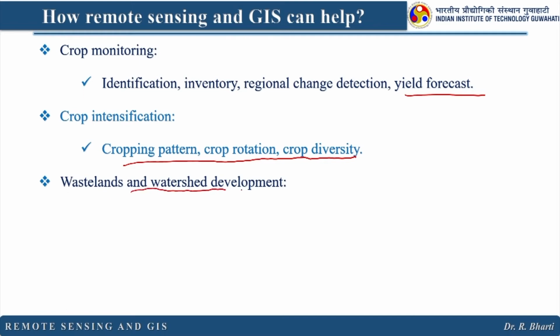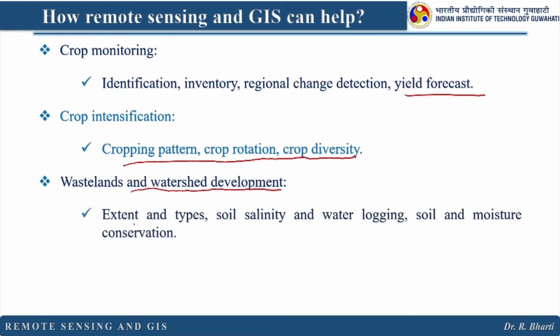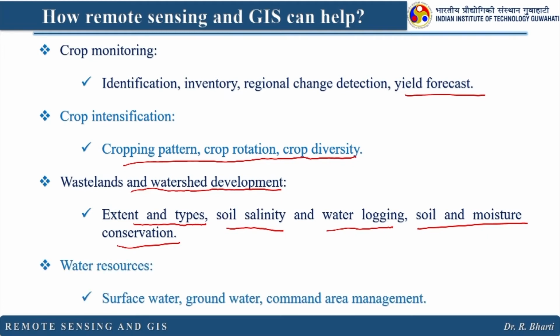Wasteland and watershed development. Here, extent and type, soil salinity and water logging, soil and moisture conservation. These problems are very common in your agriculture. So you need to resolve them, or you need to at least identify what the problems are with this particular piece of land, and then you can start the remedial measures. Water resources, that is very important in agriculture. So surface water budget, groundwater, command area management.